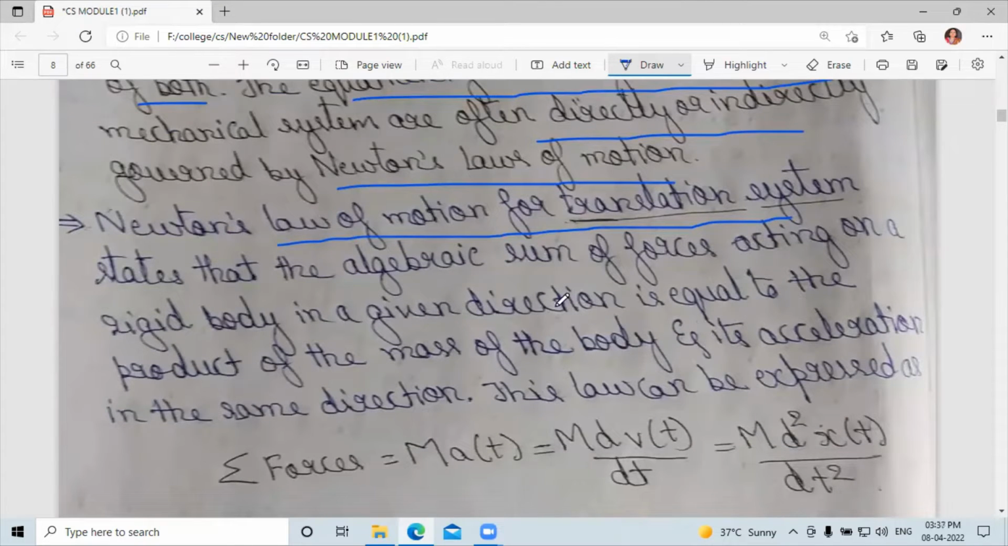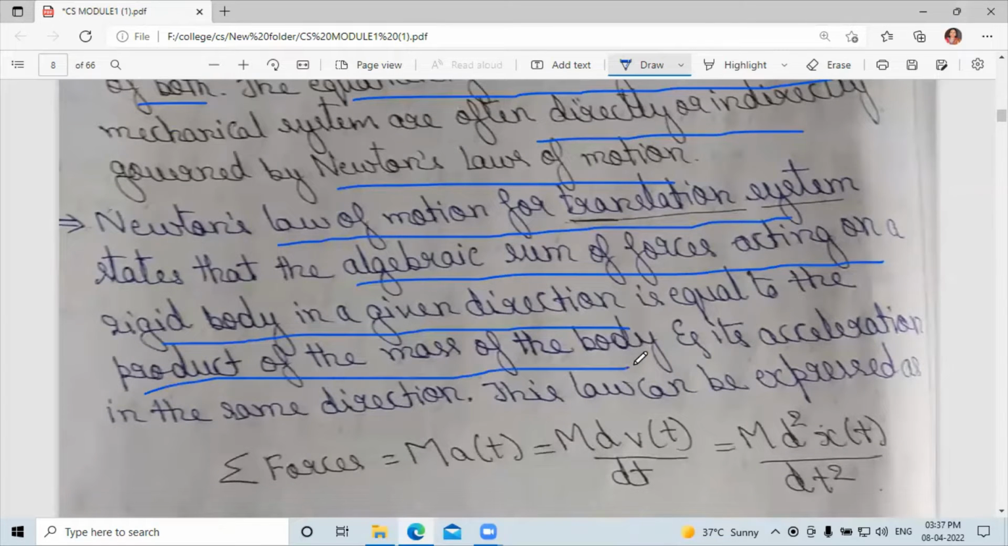What it states is that the algebraic sum of forces acting on a rigid body in a given direction equals the product of the mass of the body and its acceleration. So, Newton's laws of motion for translation system: the summation of forces equals m, which indicates mass, times a of t, that is acceleration. Force is equal to m into a. So here the summation of all the forces equals m into a of t.